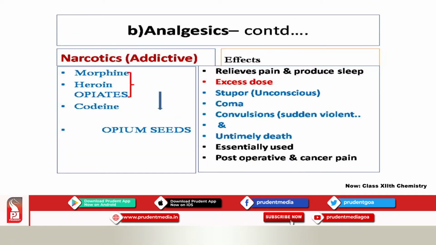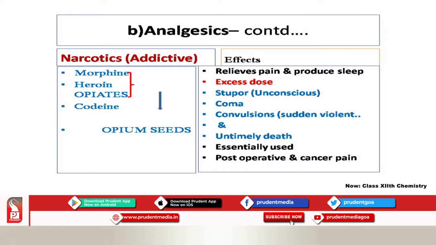The second class under analgesic is narcotics. These are addictive or habit forming drugs. Narcotics like morphine, heroin, codeine, they are also referred to as opiates because they are obtained from opium seeds. This is khaskhas as you already use in your kitchen. Effects of these narcotics are they relieve pain and produce sleep.